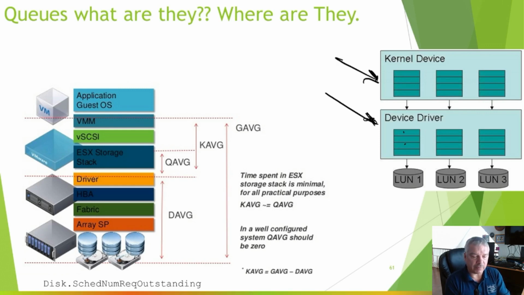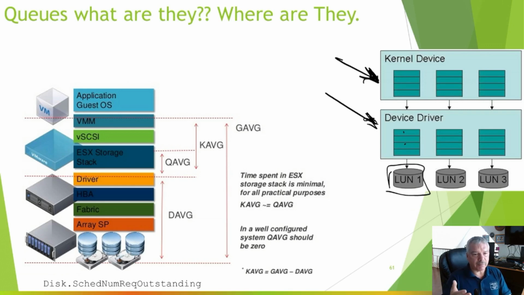So the device driver, think of that as your physical one. Each LUN also gets its own set of queues as well, based on the device driver. So think of the kernel devices or the kernel queues as an overflow. That's one way to kind of look at it.